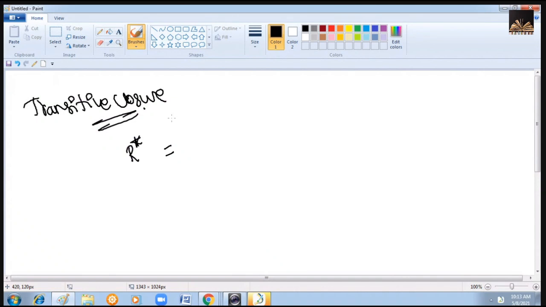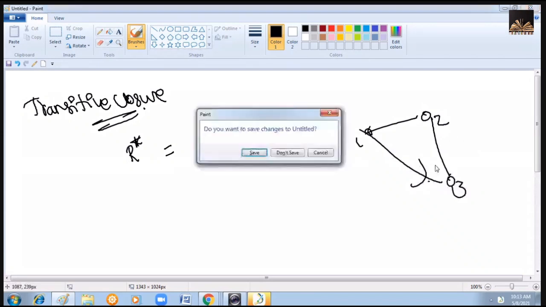Why? Because in transitive closure, what type of tuples must you have? If (1, 2) and (2, 3) are there, then you must have (1, 3). That is, if it is a graph representation and you have an edge from 1 to 2 and 2 to 3, then you must include an edge from 1 to 3. Like that you must have, right?